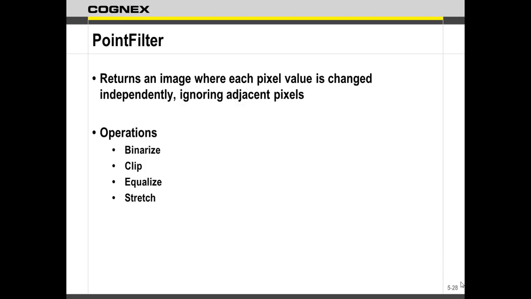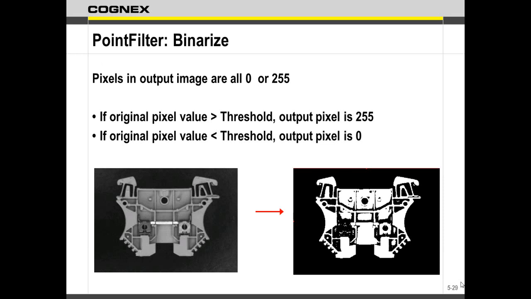Our point filters are narcissistic tools. It's about me and only me. Okay? I don't care what your color is. It's only about what my color is. That's all I care about. So if I do something like a binarize, I don't care what the points are around me. I just say, am I above or below that threshold? If I am below that threshold, I go to 0. If I'm above that threshold, I go to 255. That's it. So that image is going to look very different depending on where I've set that threshold.